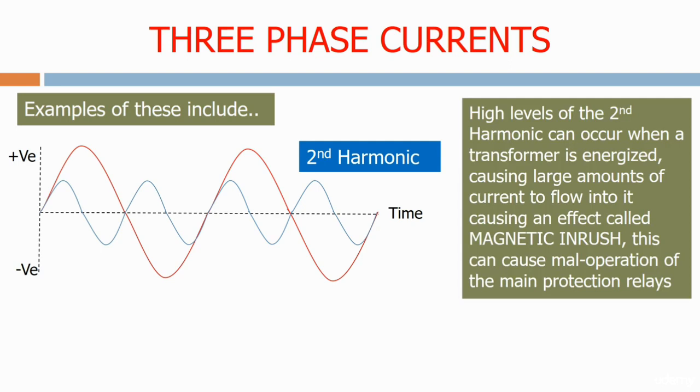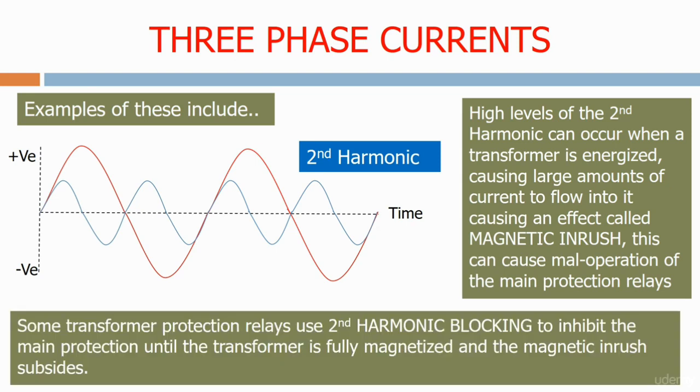Higher levels of the second harmonic can occur when a transformer is energized, causing large amounts of current to flow into it, causing an effect called magnetic inrush. This can cause maloperation of the main protection relays. Some transformer protection relays use second harmonic blocking to inhibit the main protection until the transformer is fully magnetized and the magnetic inrush subsides.